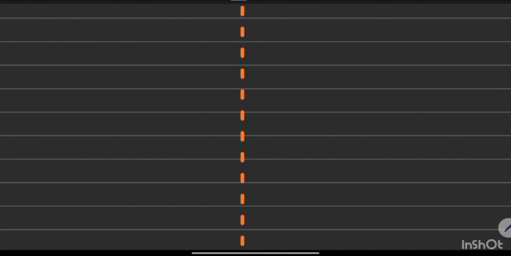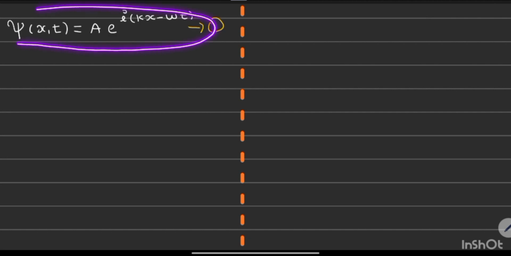Hi guys, today we will derive the time independent Schrodinger equation from the classical wave equation. As we know, this is the classical plane wave equation. Here psi represents the displacement of the wave from its equilibrium position, and A is the amplitude of the wave, and k is the wave vector of the wave, and omega is the angular frequency of the wave.